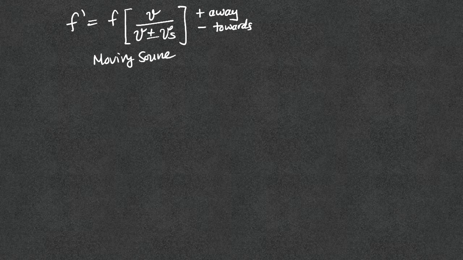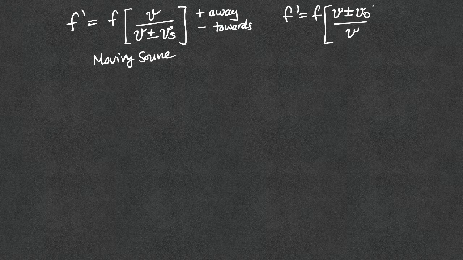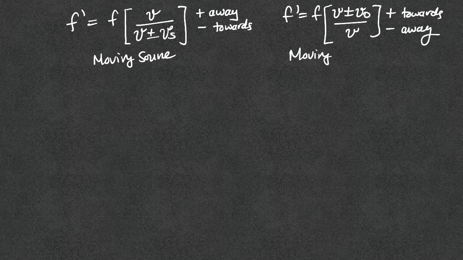And then we have f prime equals f times v plus or minus v observer over v for a moving observer. Notice it's flipped, and it involves an observer velocity instead of a source velocity, and in this case we use plus when it's moving towards, and we use minus when it's moving away. Okay, and this is for a moving observer.